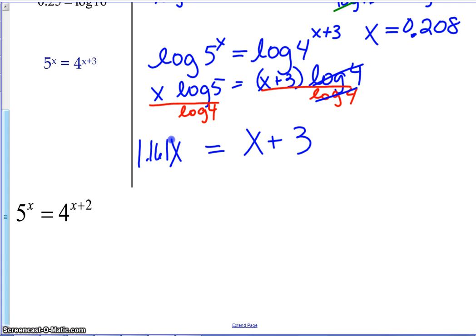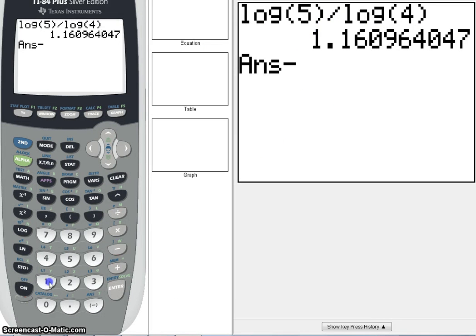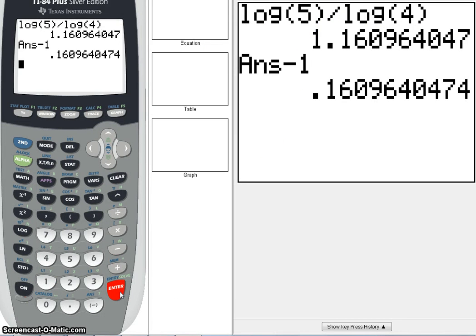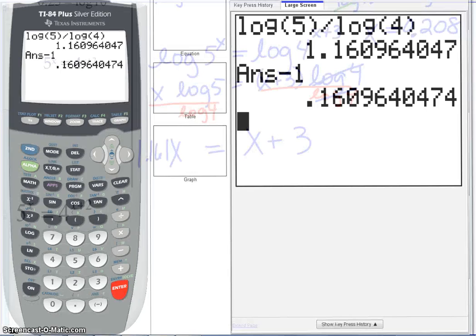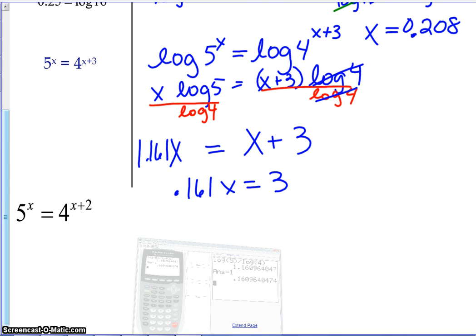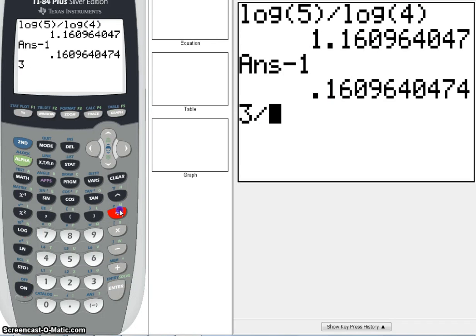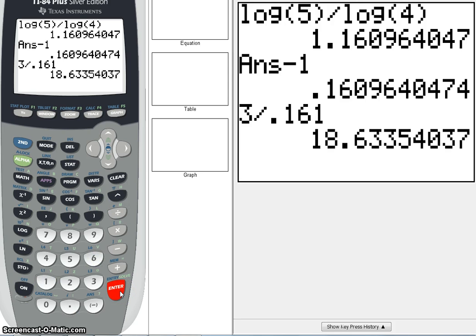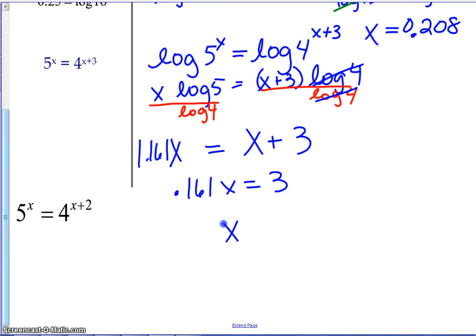Well, let's take away 1x from both sides. If I take away 1x, I have just the 0.161. So 0.161x would equal 3. Now my problem becomes, what is 3 divided by 0.161? And I got 18.634 actually.